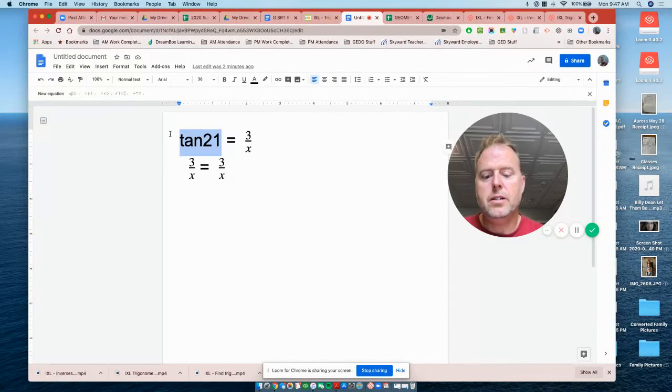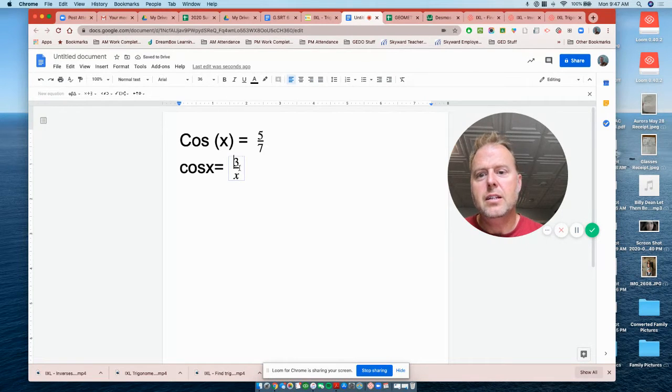So I'm just going to write that up here. The cosine of x is equal to 5 over 7. So now what I'm going to do is, again, go down here. We don't know what that is, so we're just going to make this cosine of x equal to 5 over 7. Now, what is 5 divided by 7? We can do our calculator. 5 divided by 7. And that gives us 0.7142, or 0.7143 if we rounded.